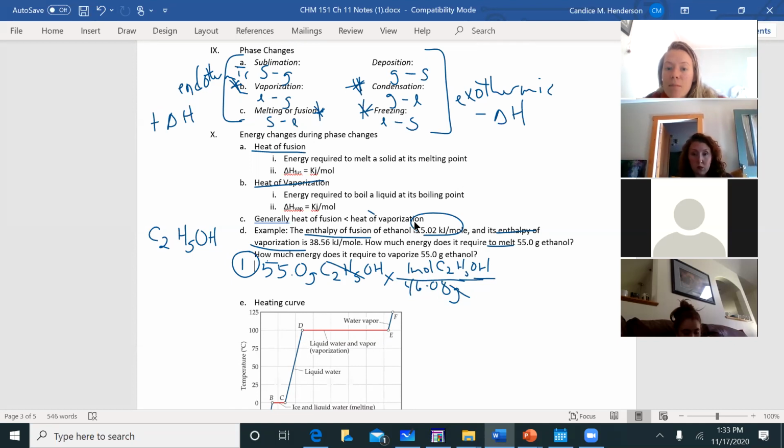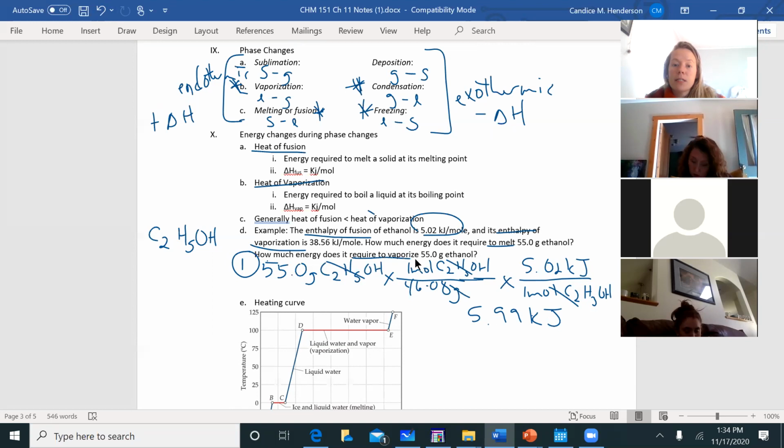Well, all I have to do is take that and multiply it by this heat of fusion, because look, the heat of fusion has 2 units. It has kilojoules and it has mole. So just adding that on there, 5.02 kilojoules are going to be needed for every 1 mole of my ethanol, C2H5OH. Moles will disappear and we'll be left with units of just kilojoules. In this case, it is 5.99 kilojoules. I want you to do the same thing, but I want you to tell me what the energy is to vaporize the material.